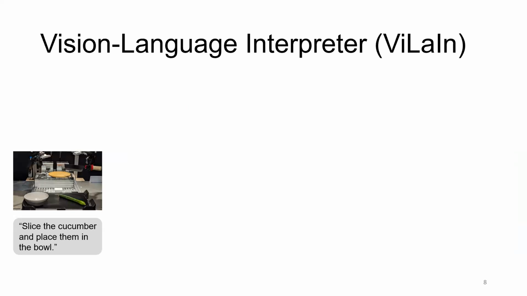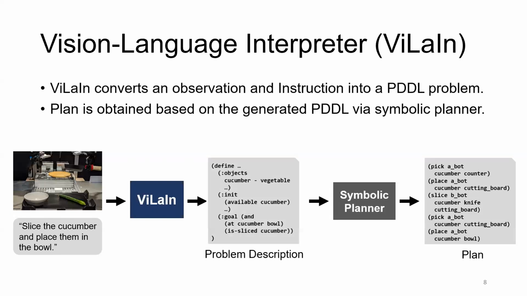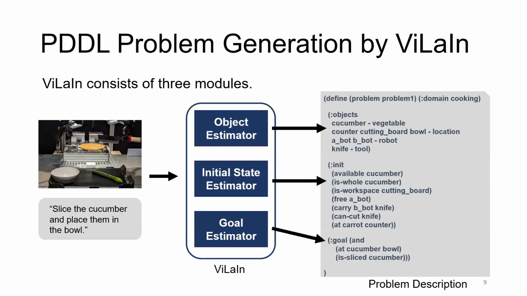We propose a vision language interpreter, ViLaIn, that converts a scene observation and linguistic instruction into a robot plan. ViLaIn first generates a problem description based on the observation and the instruction. Then ViLaIn drives a symbolic planner to find the plan based on the generated problem description. ViLaIn consists of three modules: the object estimator, initial state estimator, and the goal estimator. We briefly describe these modules.